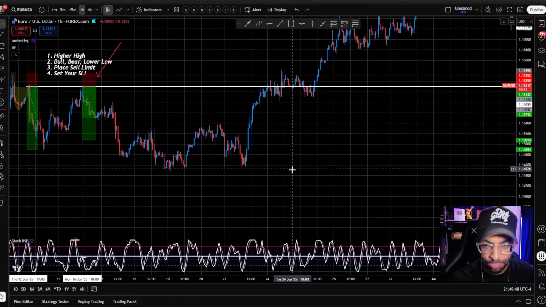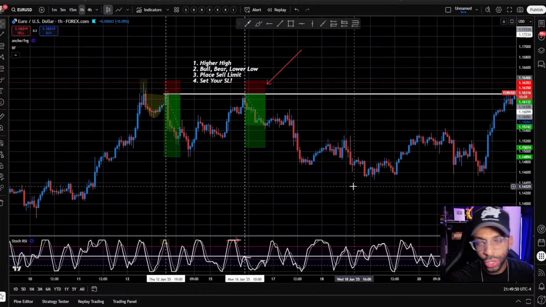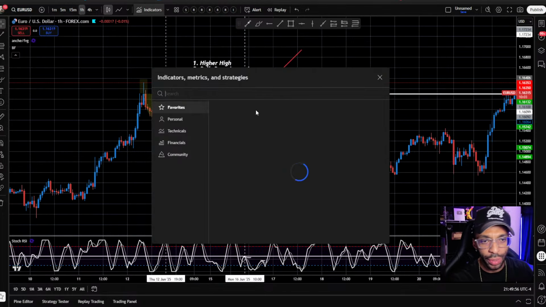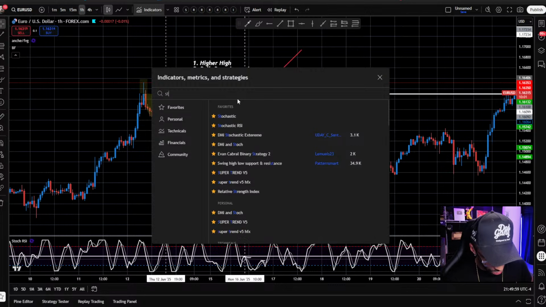But super lit. So if you're using the regular stochastics, actually, I don't know. Let me pull up this indicator and I'll show you guys what I use.